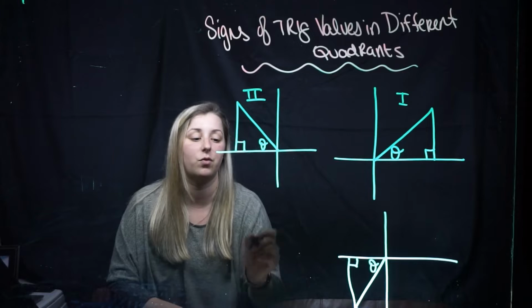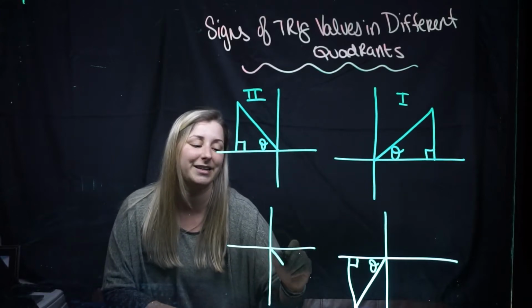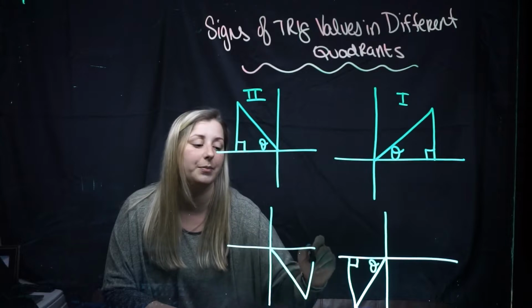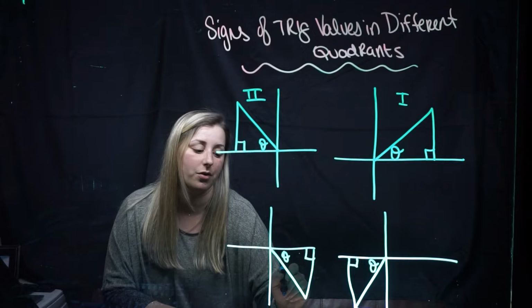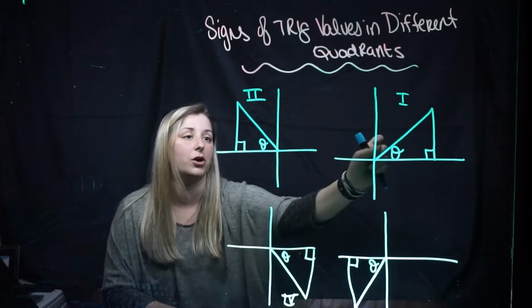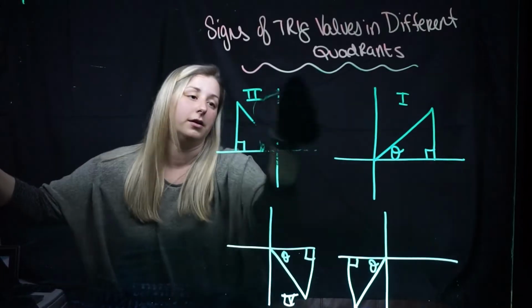And then over here we have quadrant 4. So I'm just going to come on this side. Quadrant 4 is here, into the quadrant, up to the x-axis, creating your 90-degree angle, and then this is your theta. So you've got quadrant 1, 2, 3, and 4. So those are what your triangles would look like.